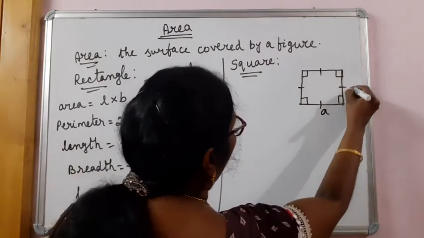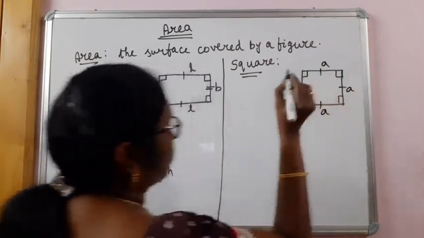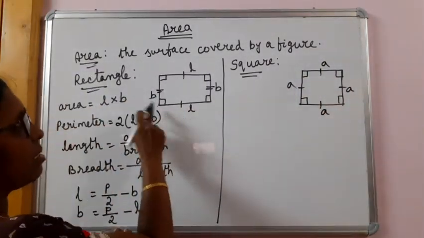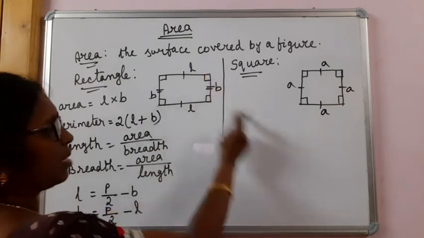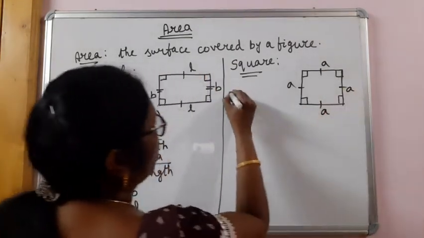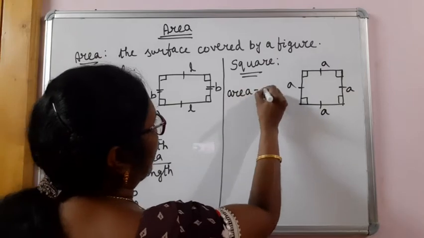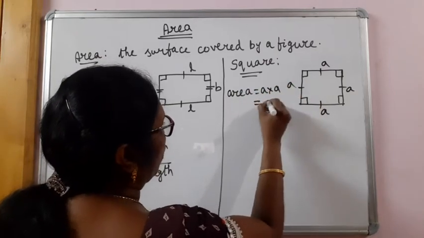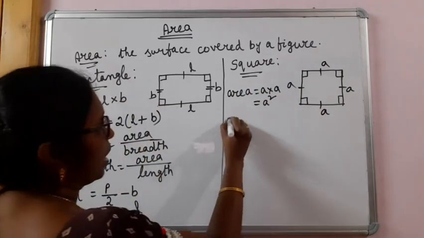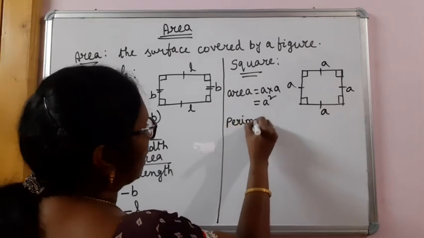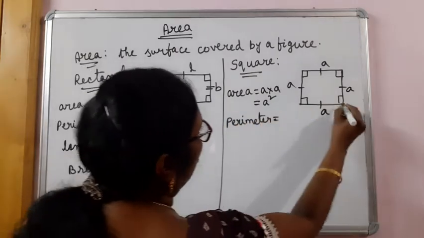Generally, we take A for the side of a square. Just like the area of a rectangle is length into breadth, the area of a square is side into side. A into A means A square. Similarly, the perimeter is equal to the sum of all the sides.